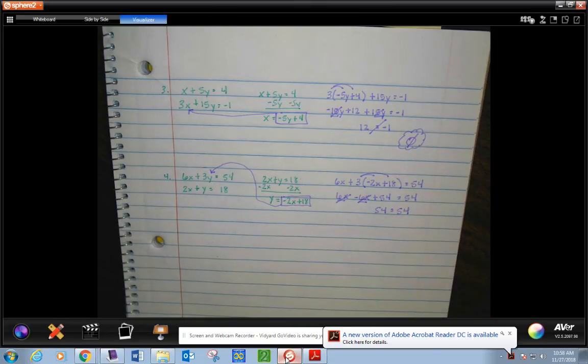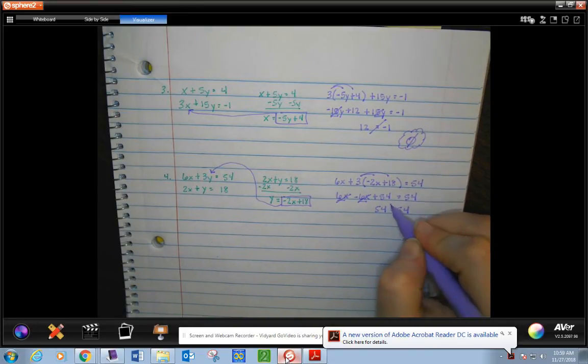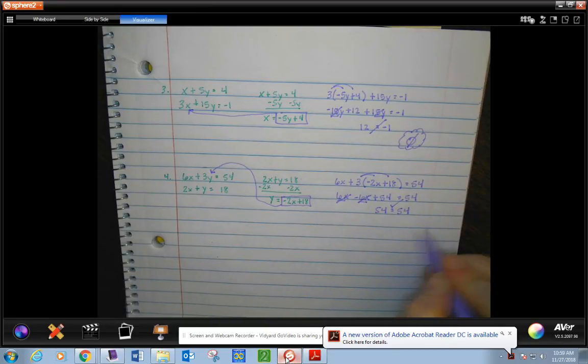Again, on this one, you don't have any letters, so you're done solving it. So you have to tell me, does 54 equal 54? Well, yes, it does. So therefore, this time your solution is an infinite solution. And remember, if you don't want to write the symbols, you're more than welcome to write the words.